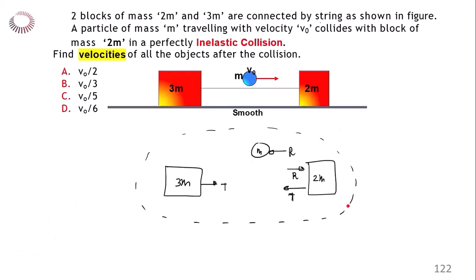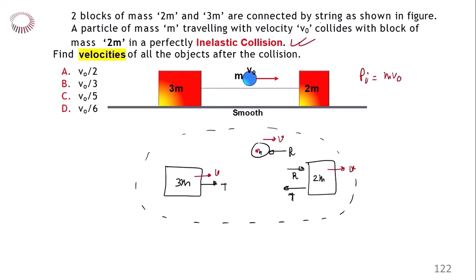So this is the final situation where this ball is moving with velocity v, this is also moving with velocity v, and that is also moving with velocity v. Why are 2m and 3m moving at the same speed? Because they are connected with the string. And because small m has an inelastic collision, it should move with the same speed as that of the 2m. So what is the initial momentum? P initial is simply m into v naught, because 2m and 3m are at rest.